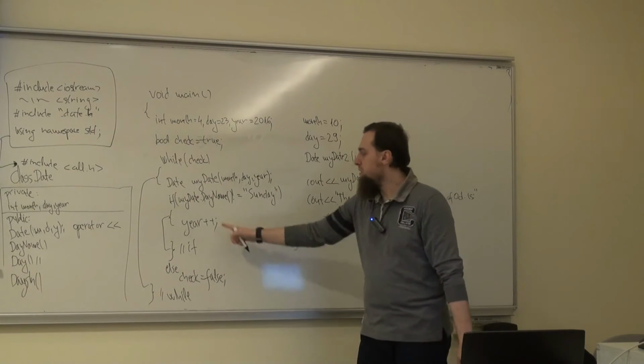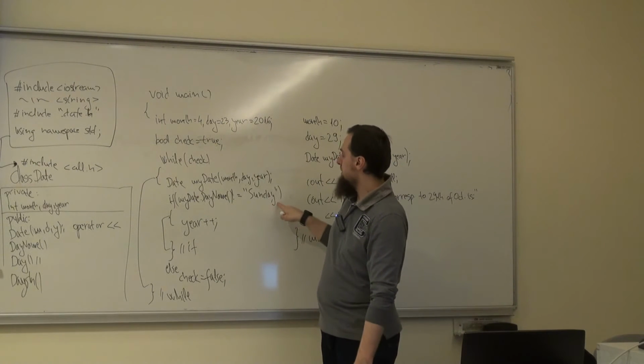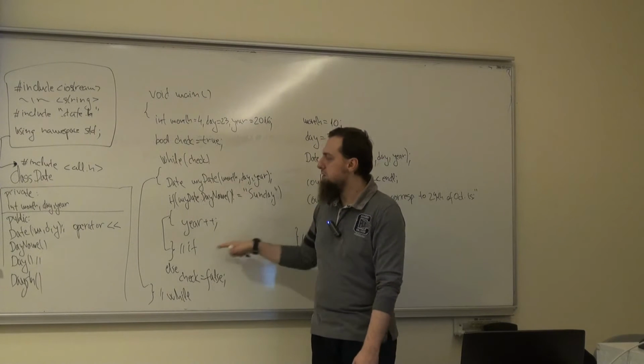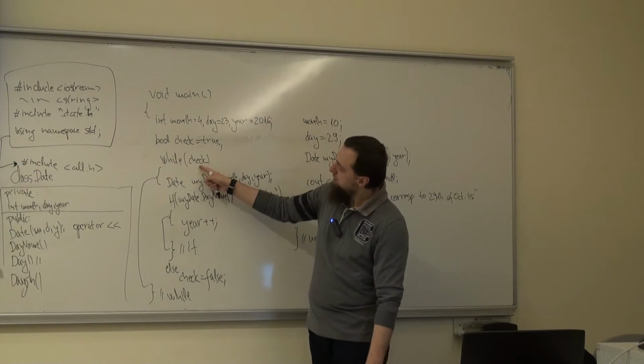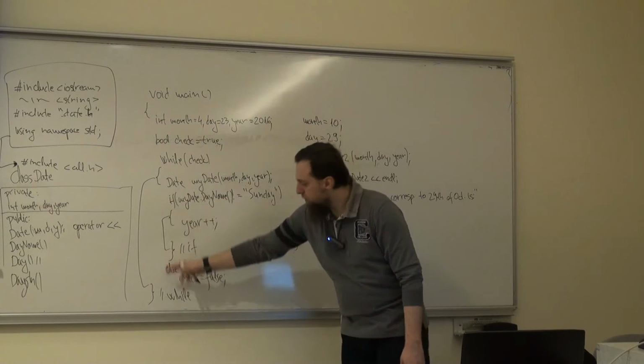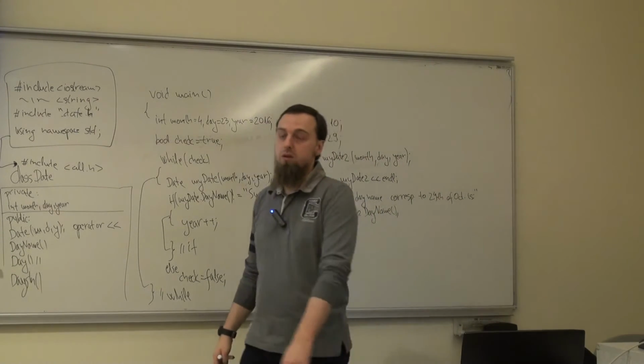So we increment the year, check whether the 23rd of April of that certain year is Sunday. If it's not, we increment it up until we find it. When we find it, we make this Boolean variable false, so we go out of the loop, we found the year, and just print the 29th of October.